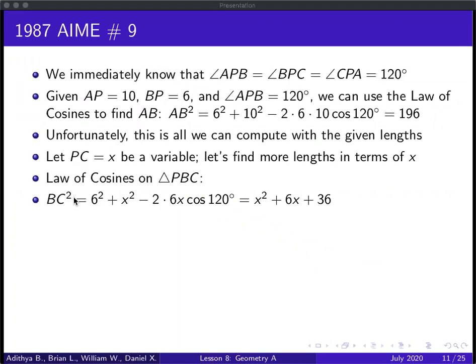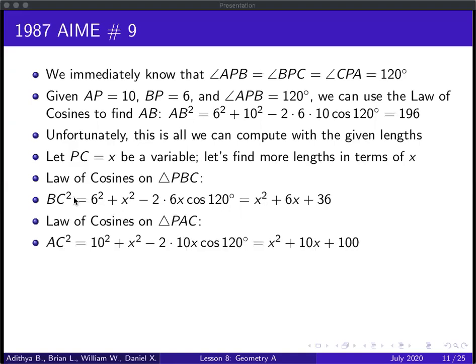And we can do the same thing for PAC. And so that just gives AC squared equals 10 squared plus X squared minus 2 times 10 times X times cosine 120. And that's X squared plus 10X plus 100.